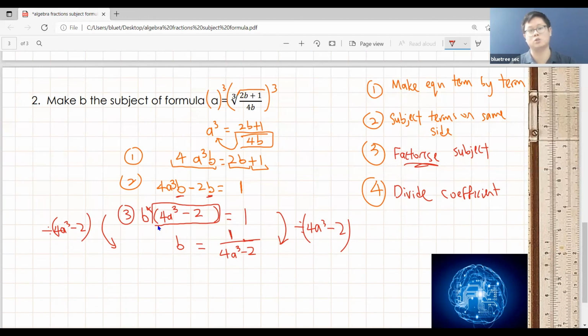And the 4a cubed minus 2 is now the denominator. Do a double check, just make sure that on the right hand side there is no more B that could be found. And if there is no more B, there you go. This is your final answer.